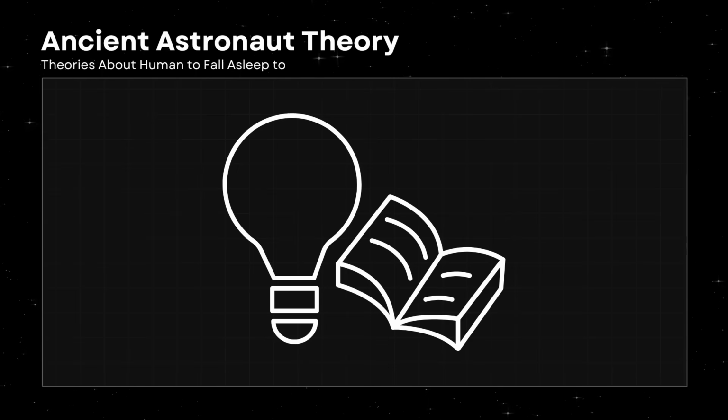Supporters also look at ancient art. In some pieces, figures appear with large heads, big eyes, or strange objects in their hands. On cave walls and temple carvings, there are shapes that some say resemble rockets, antennas, or helmets. These images may look unusual, but critics argue they are often symbols or artistic styles common to the culture and time. Still, the theory uses these images to support the idea of contact with something otherworldly.